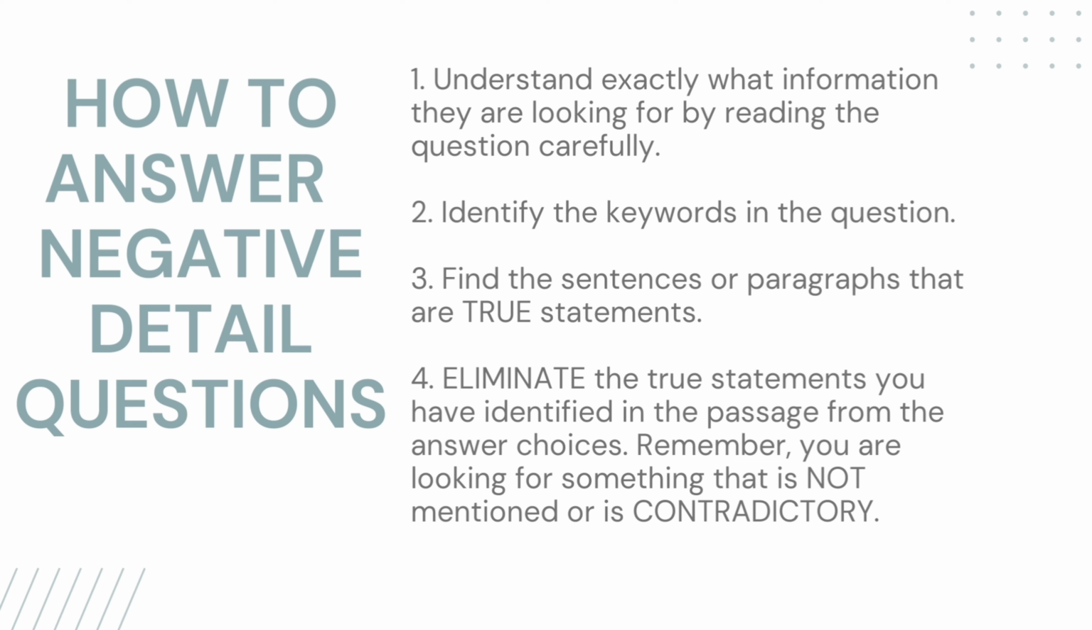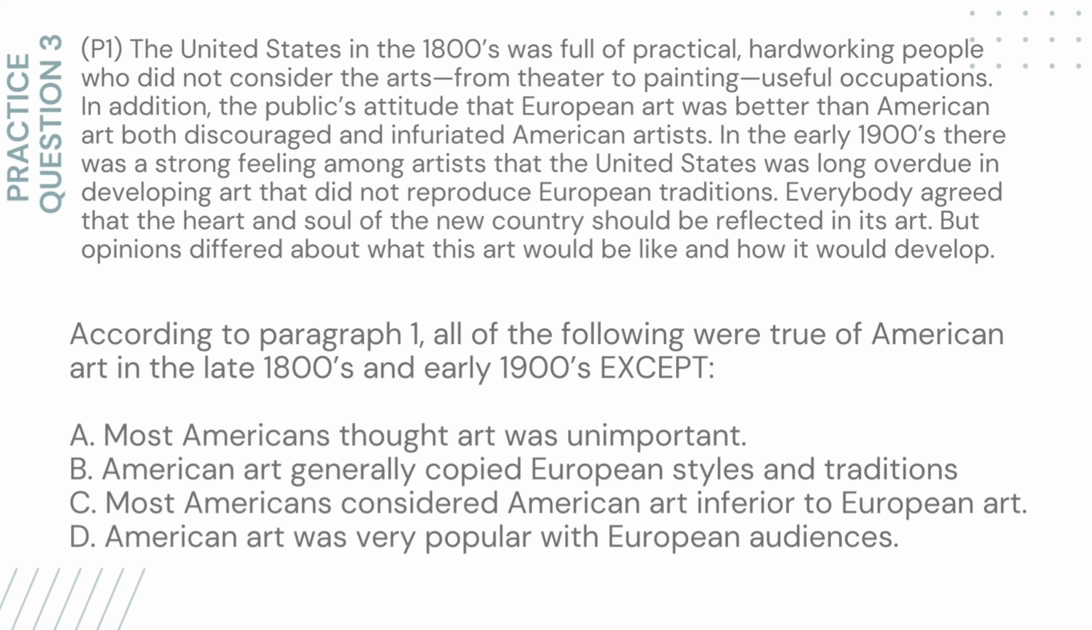And step 4 is to eliminate the true statements. Remember, you are looking for something that is not mentioned or is contradictory. Remember that contradictory means to say the opposite of or to disagree with. Okay, practice question number 3. We're going to do this together.